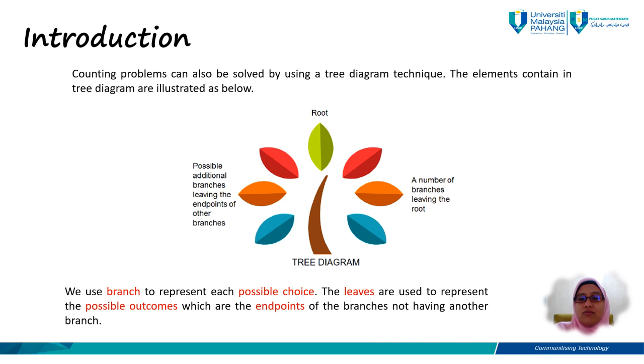Counting problems can also be solved by using a tree diagram technique. The elements contained in a tree diagram are illustrated as below. In a tree diagram, we have three important elements. The first one is a root, and then we have a branch, and also we have a leaf, where each element has its own responsibilities. We use a branch to represent each possible choice, while leaves are used to represent the possible outcomes, which are the endpoints of the branches and do not have another branch.